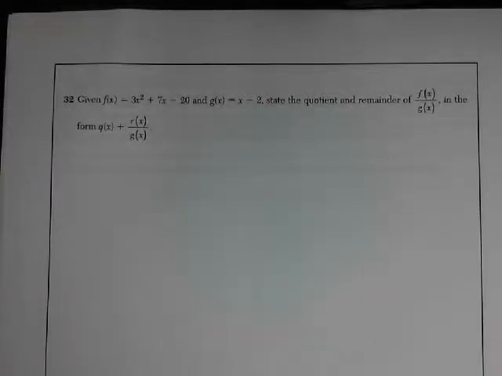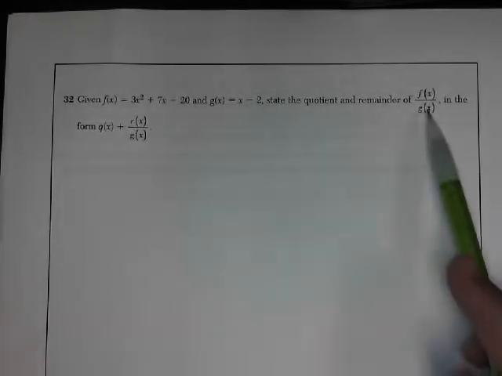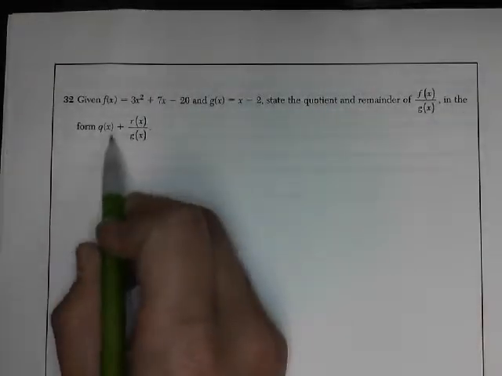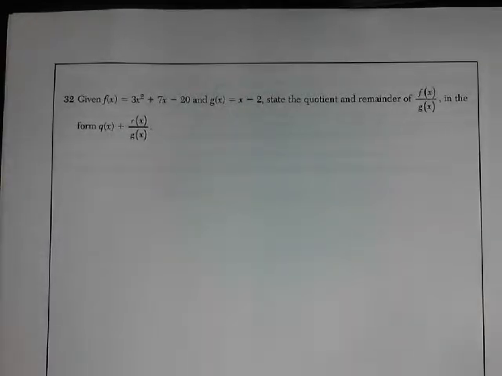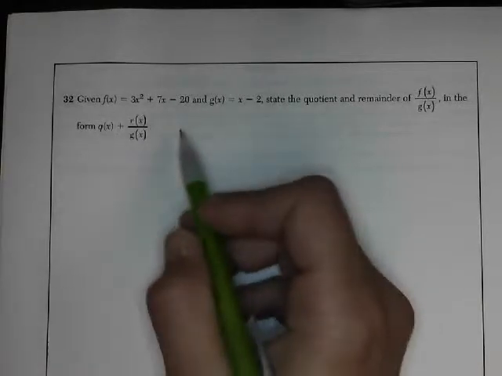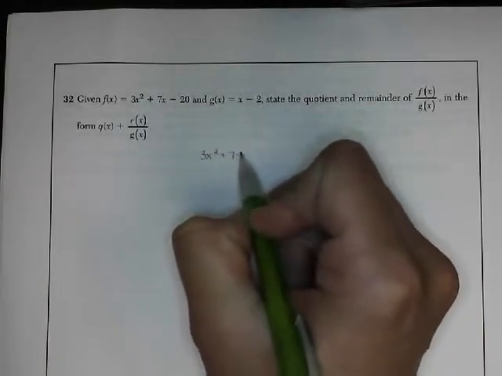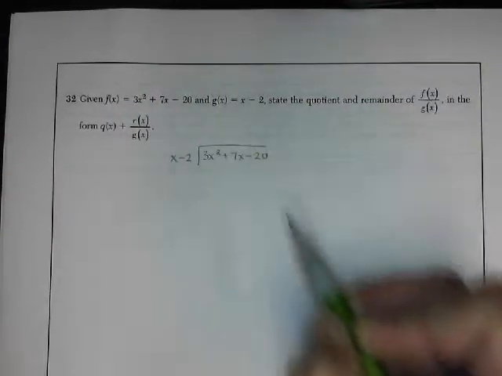Okay, we're given a function, it's a quadratic, and we're given a linear. State the quotient and remainder if you take a function f of x and divide it by g of x. They want it in this form, which is the form we would get if we did long division anyway, so don't get caught up with that. It's just f of x, which is 3x squared plus 7x minus 20, divided by x minus 2.